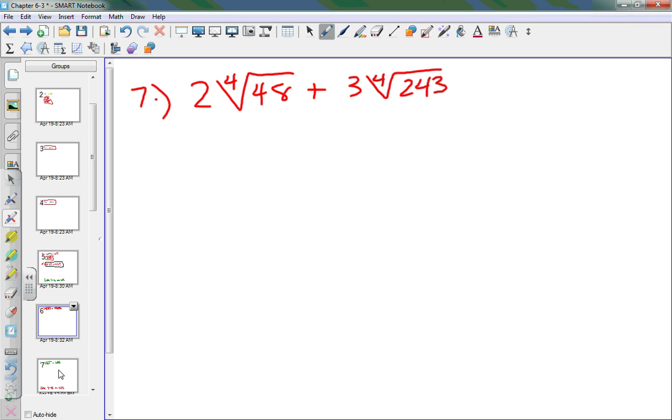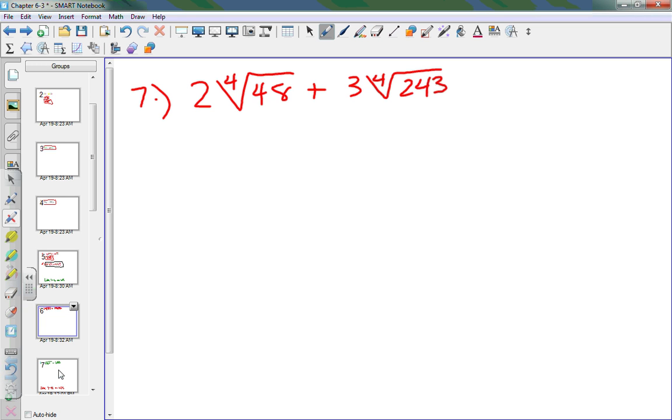Okay, this looks a little more difficult, doesn't it? But is it really? No, because I asked you, look at the 48. 48's ugly, right? Well, I need to make it look prettier. So far, we've been dealing with things that have been very simple, like square root of 3, square root of 5, square root of x, right? You've not had to simplify a radical yet. I need you to simplify this radical first.